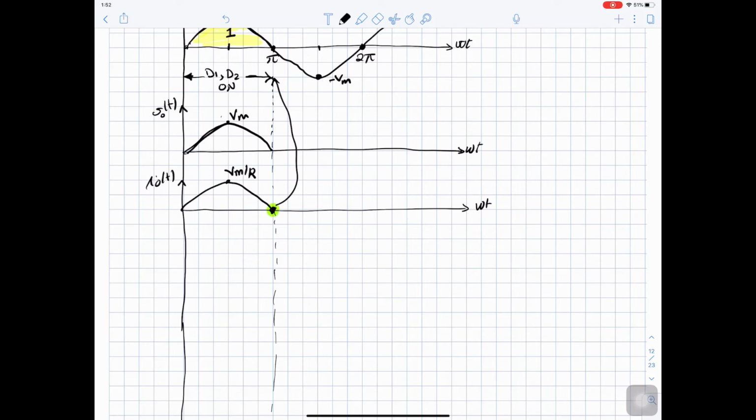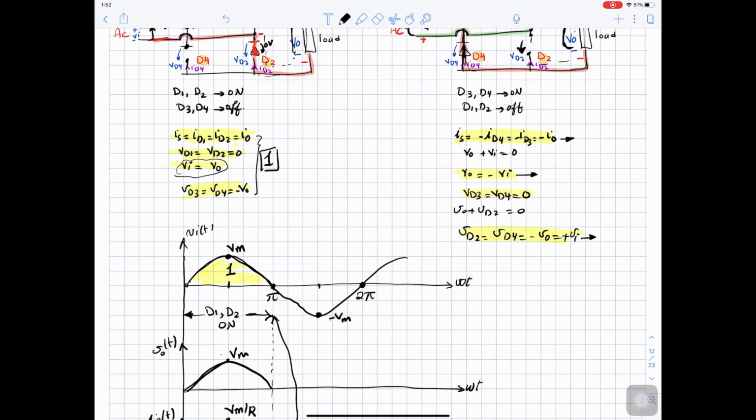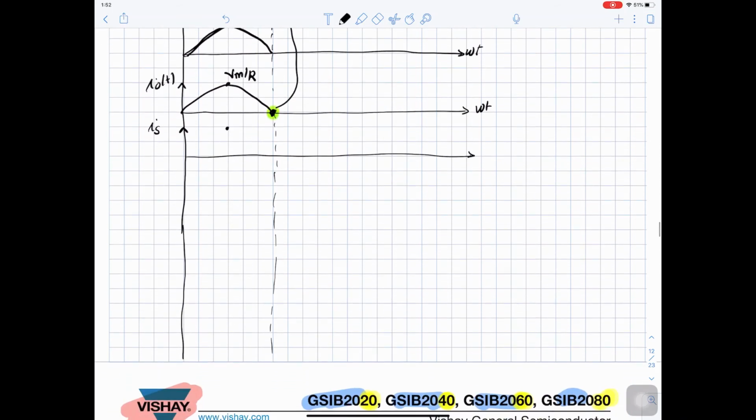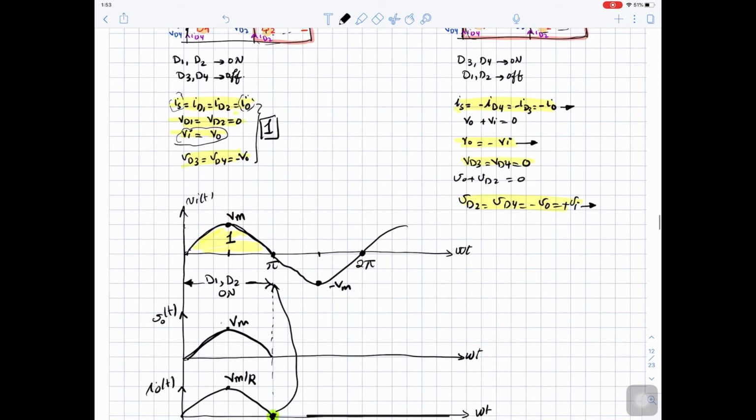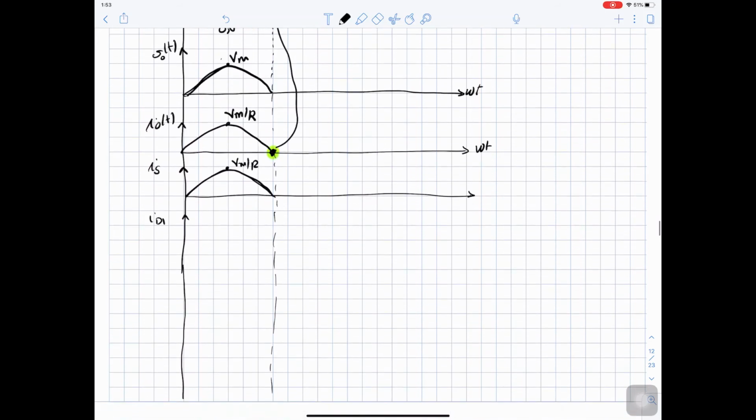Now we can sketch also I source. So I source equals I out. So what we will sketch is the same here. This is I source. Here Vmax over R. And we can sketch I diode 1 or I diode 2 or I diode 3. Just you are following these. Okay, so let's sketch I diode 3, for example. I diode 3.